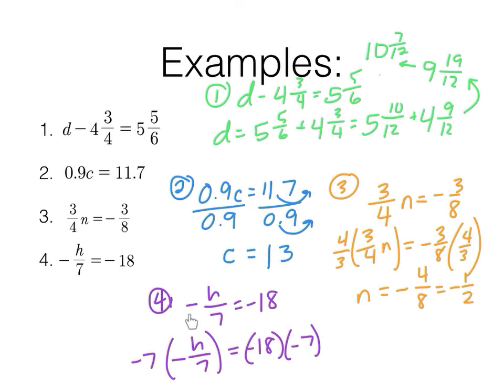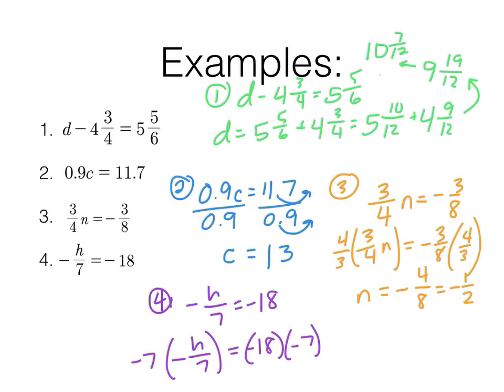Number 4, negative h over 7 equals negative 18. What I want you to remember here is that we're solving by multiplying to get rid of this division we see here, but usually the question is, what about this negative? Well, let's think about if we multiply by a negative 7, that's automatically going to give us what we want because negative times negative is a positive. The 7s cancel each other out, and negative times negative makes it a positive h.